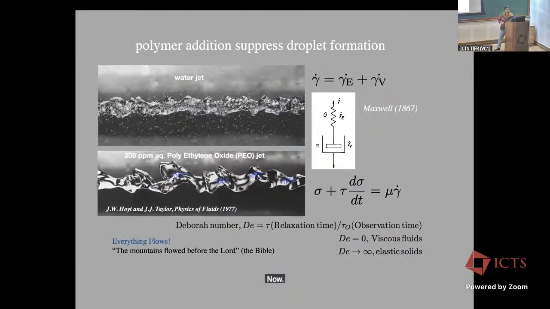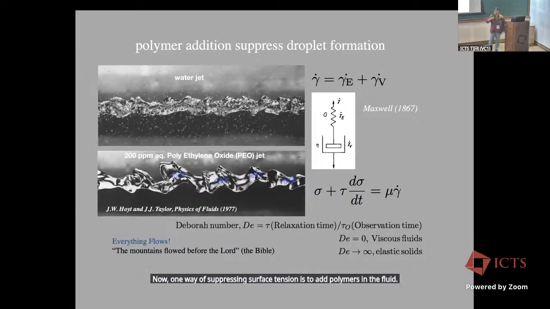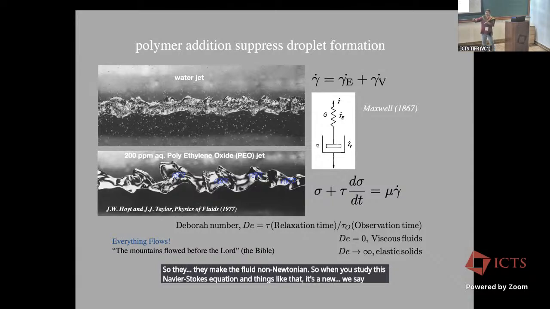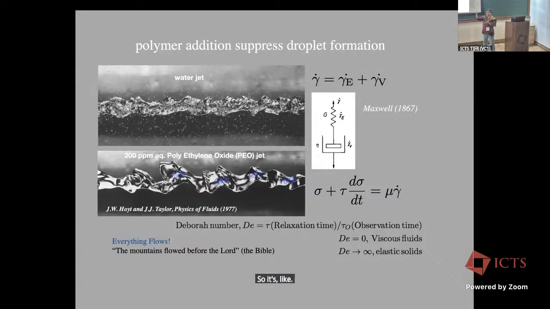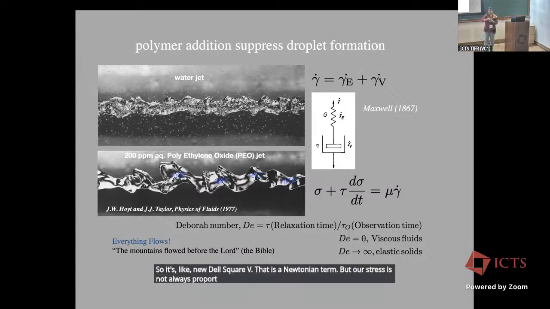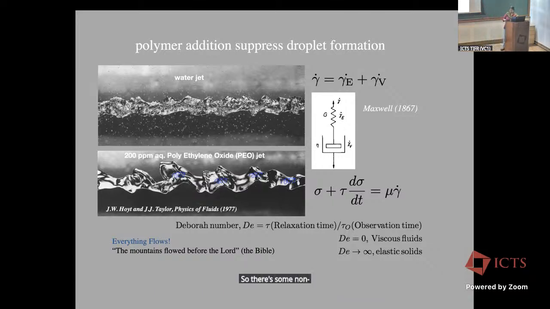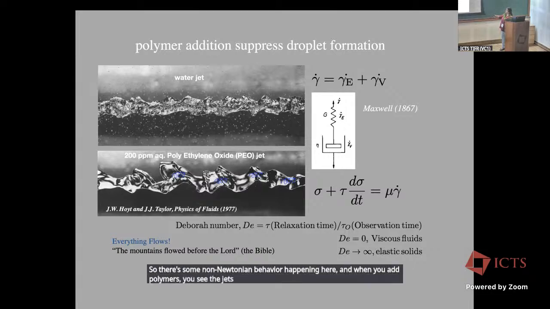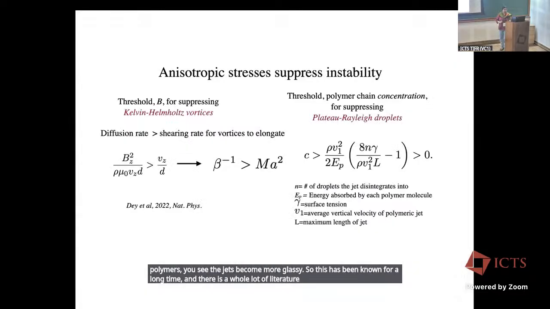Now, one way of suppressing surface tension is to add polymers in the fluid. So they make the fluid non-Newtonian. When we study the Navier-Stokes equation, we say it's Newtonian, so it's like nu del square V. That is a Newtonian term. But stress is not always proportional to strain. It can be non-linearly proportional to the strain. So there's some non-Newtonian behavior happening here. And when you add polymers, you see the jets become more glassy. This has been known for a long time, and there is a whole lot of literature surrounding it.